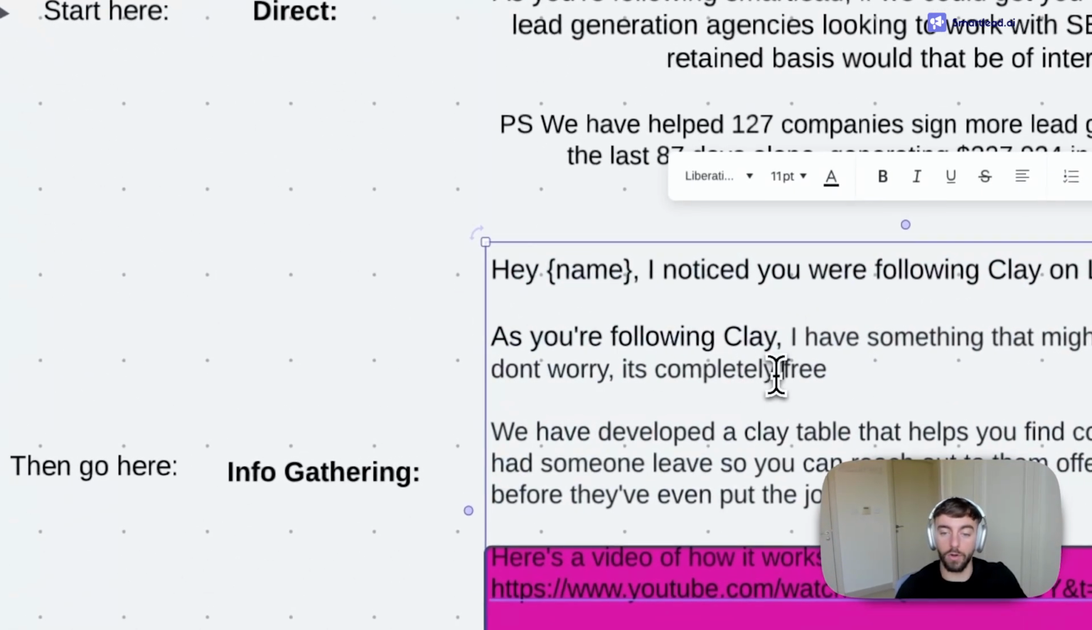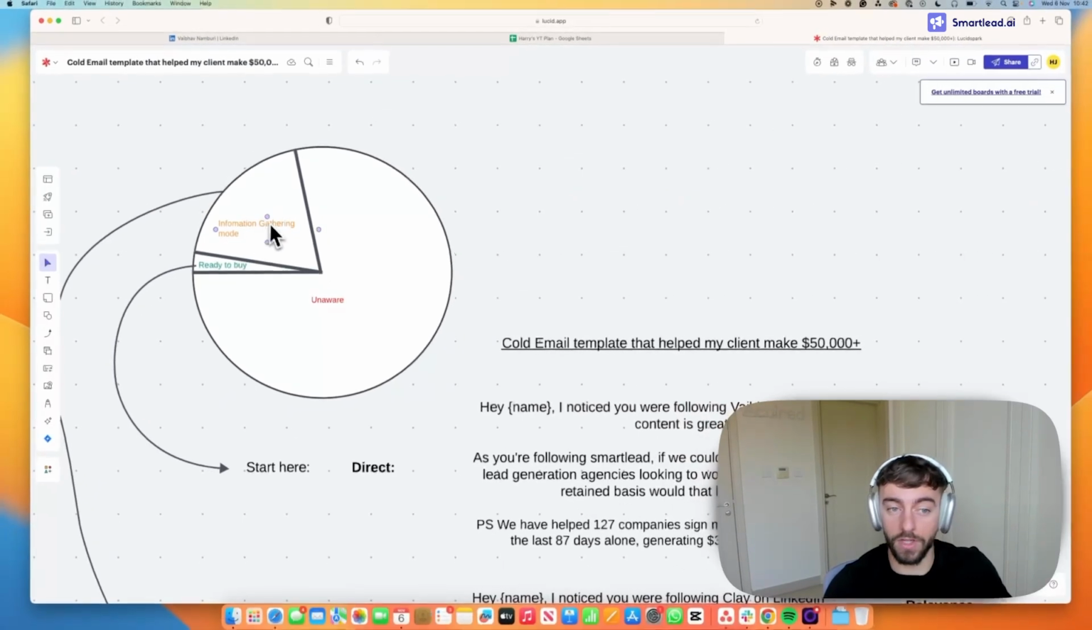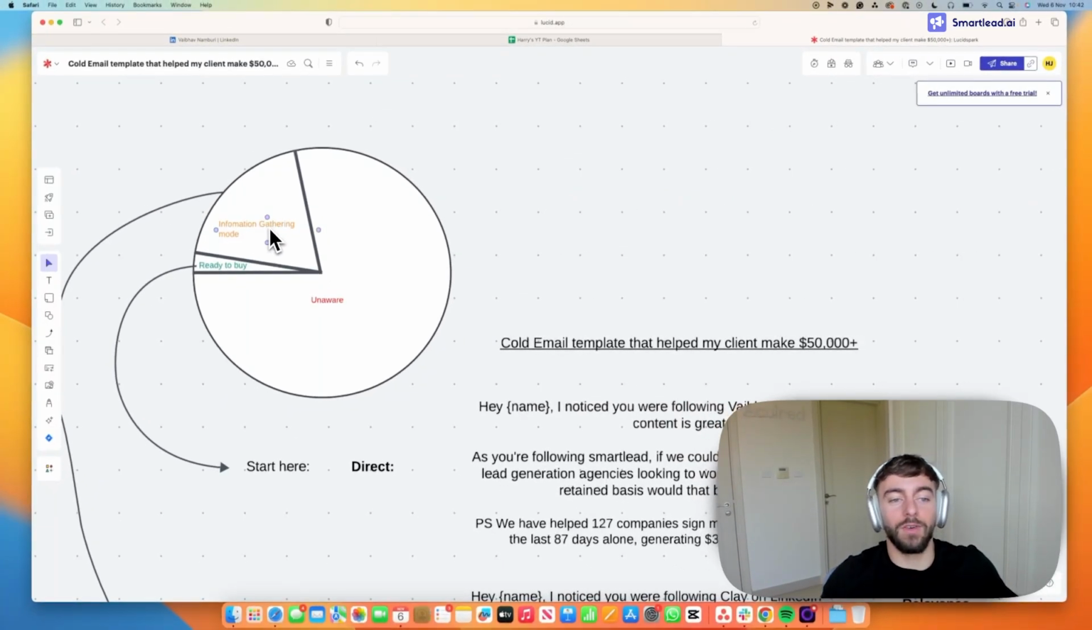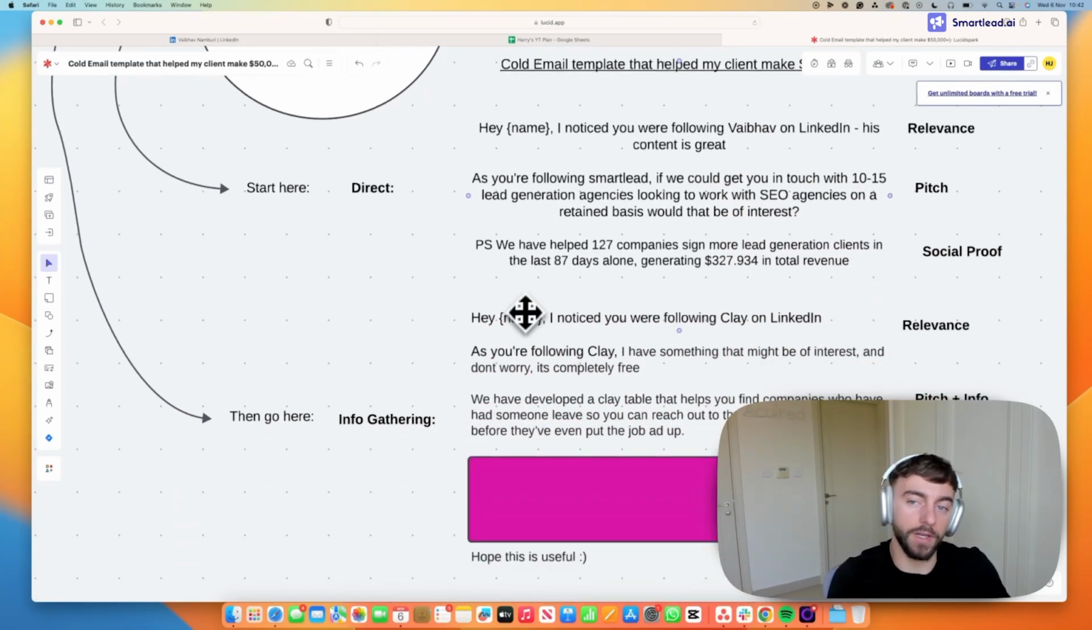What I do here is I try and bring the guard down straight away, because people in this section don't want to be pitched to, right? Only people here want to be pitched to. So you need to bring the prospect's guard down. The way we do that is by saying, don't worry, it's completely free. This is just a purely value-driven message.